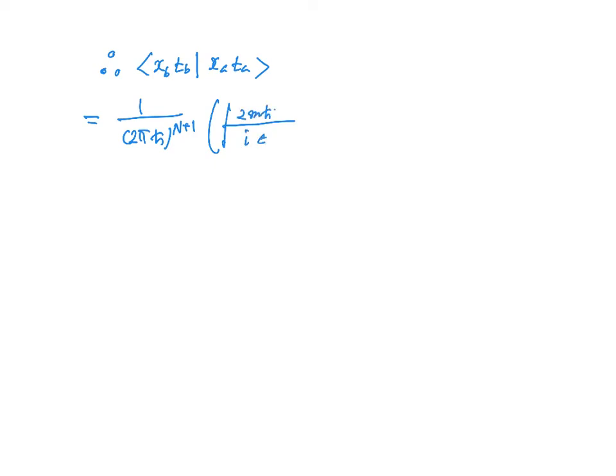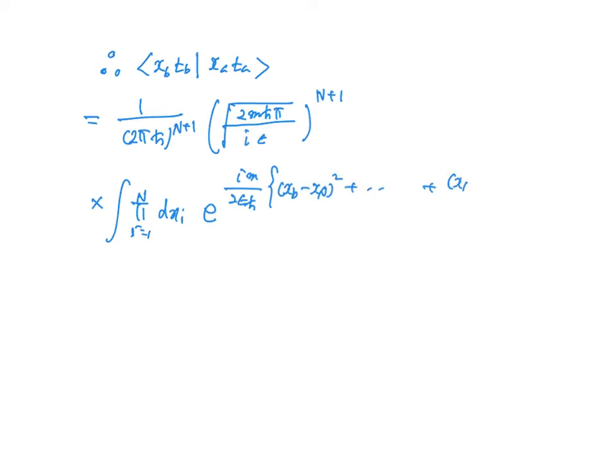So as a result, this probability amplitude xb tb over xa ta becomes 1 over 2 pi h bar to the n plus 1 times the square root of 2 pi m h bar over i epsilon to the n plus 1, times, now we have only the x integral, dxi, exponential i m over 2 epsilon h bar xb minus xn square, dot dot dot, x1 minus xa square, times exponential minus i over h bar epsilon V of xn, dot dot dot, V of xa.